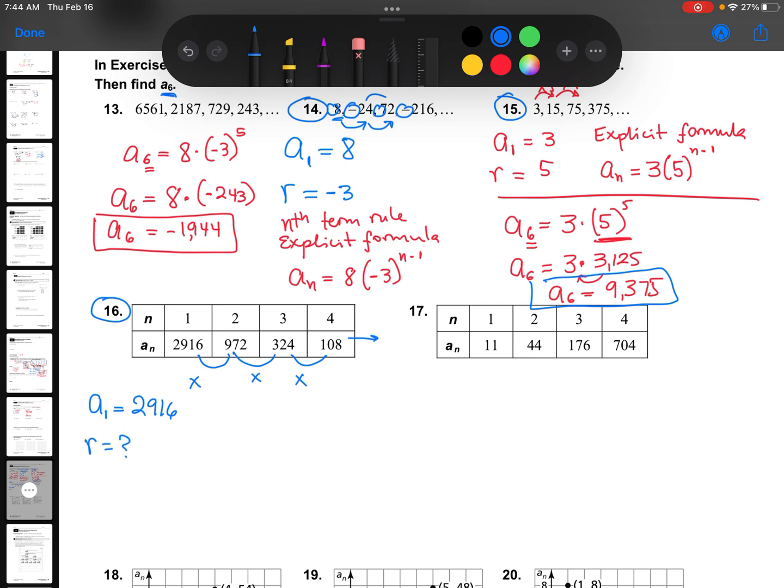But how do I figure out R? Well, just like we did in exponential functions trying to figure out B, I'm going to take any of the A sub n numbers. So let's say that we get 324, and you are going to divide it by the previous term, 972 this time. When you do that, you will get 0.33333, and so on. This can also be better expressed as the fraction 1/3. No matter how you do this, like for example, 108 divided by 324, when you simplify this fraction, you get 1/3. So conclusion, R is 1/3.